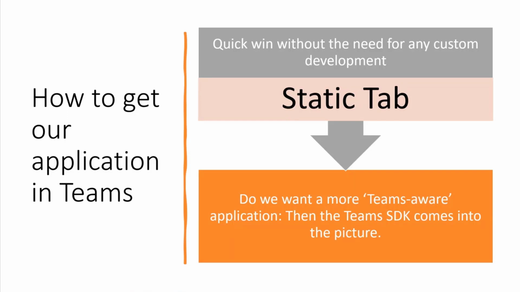So a static tab is a personal tab, like you see on the left-hand side of Teams. You can just, within a few clicks, get something in there, get a working application or an existing application inside of Teams. Of course, do we need a more Teams-aware application? So if we're building something from scratch, or if we really need to have something Teams-aware, then of course the Teams SDK comes into the picture. But just to add it, it's pretty basic. We create a static tab and we're good to go.